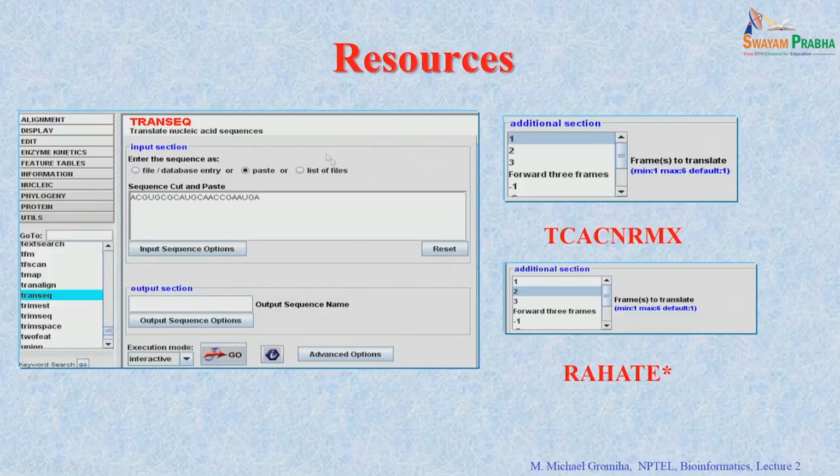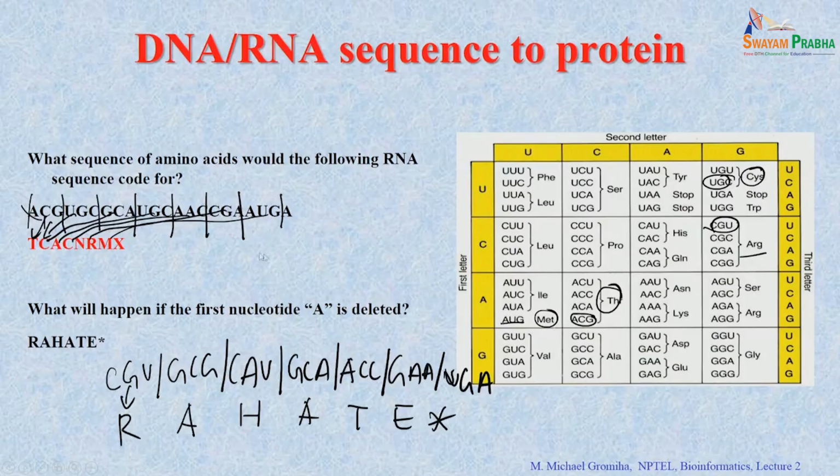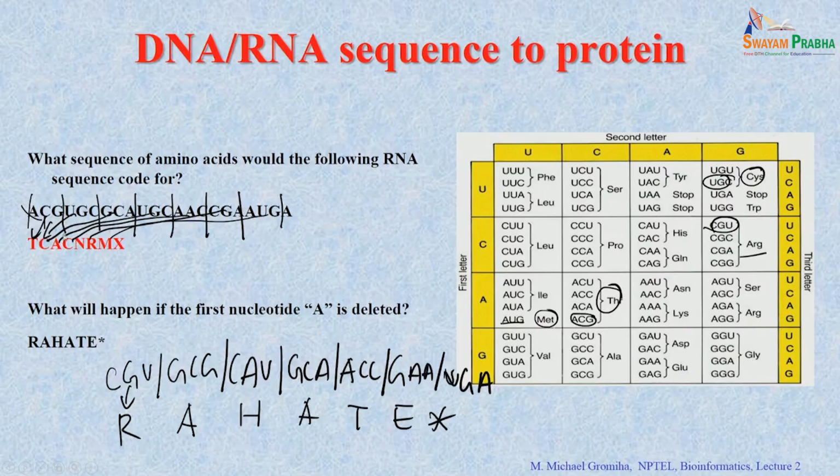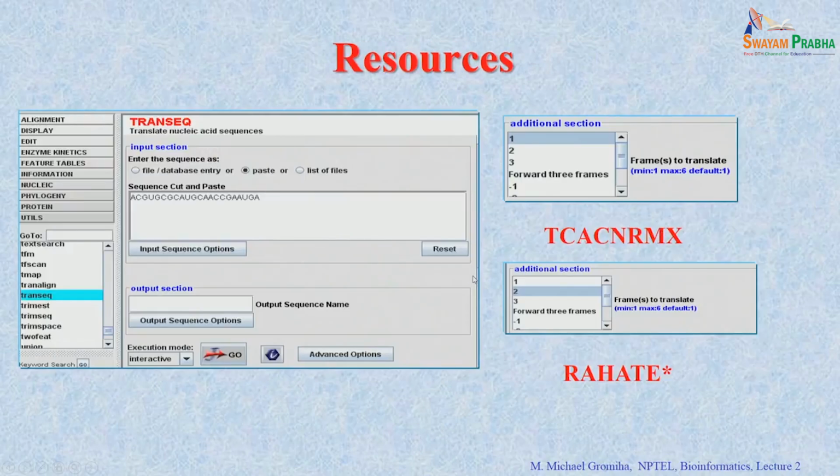At the moment, you take this sequence and ask it to convert to the protein sequence. I showed the example here, the same sequence I give, ACG, and I get the sequence TCACNRMX. So, if you cut the first one, then you get this same sequence.